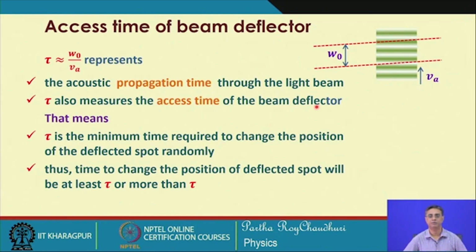So, the beam deflector is active only over this access time. Tau is the minimum time required to change the position of the deflected spot randomly. If you change the frequency, the spot will also change, but this happens only over the minimum time required, which is tau. Thus, the time to change the position of the deflected spot will be at least tau, or it could be more than tau. So, this is the minimum requirement of the access time for the deflection to be visible or measurable.